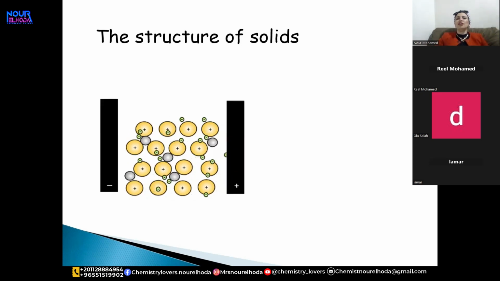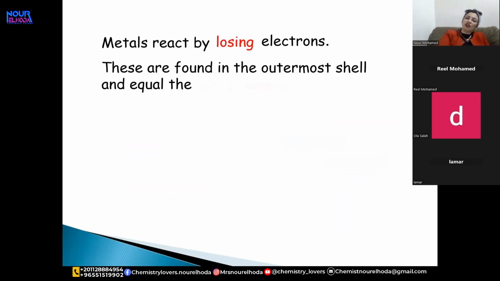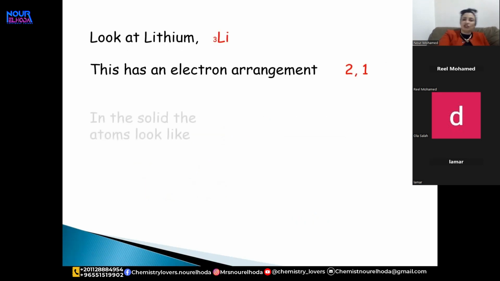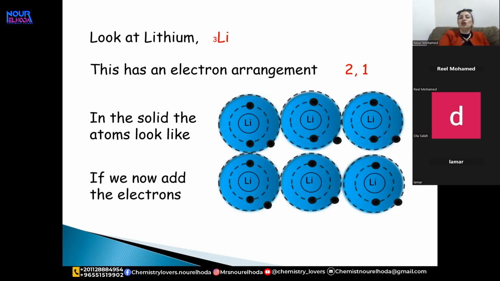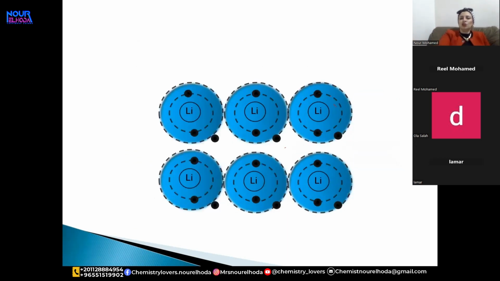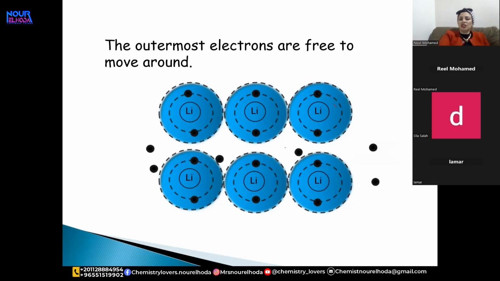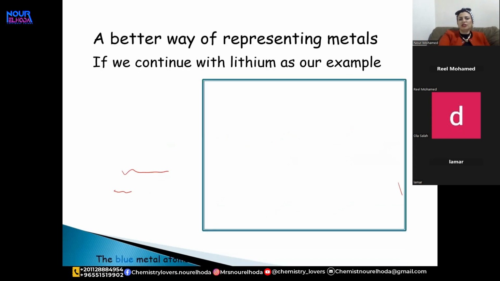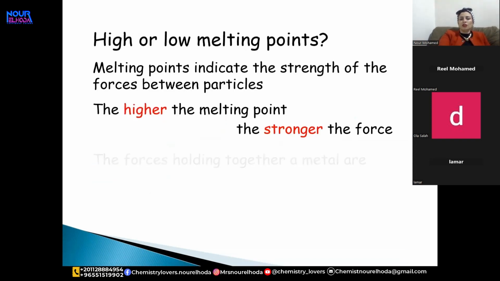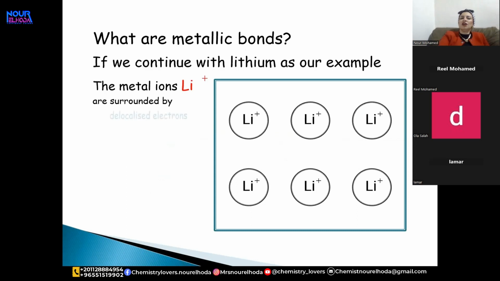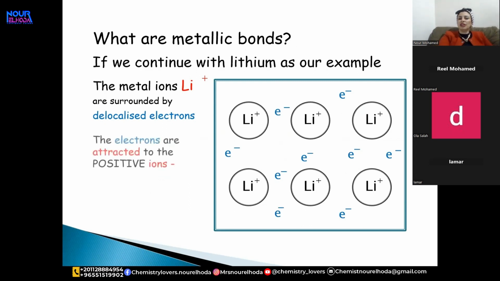So I need to say, because they have a strong attraction force between the positive ions and the sea of delocalized electrons. This is lithium, 2,1. You're losing an outer shell electron, as you see here. That's why they are always forming positive ions. So when I ask you why they have a high melting point, you're going to say because of the strong attraction force between the positive ions and a sea of delocalized electrons, meaning electrons that are all around.